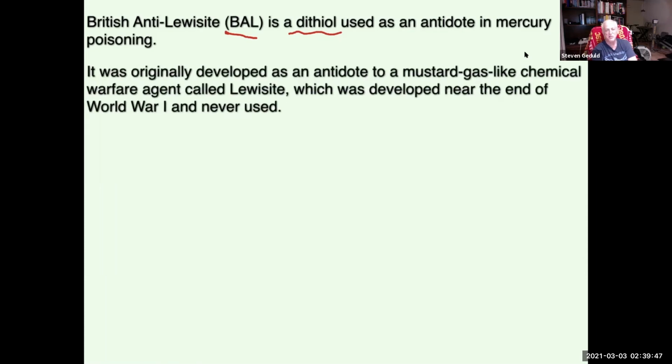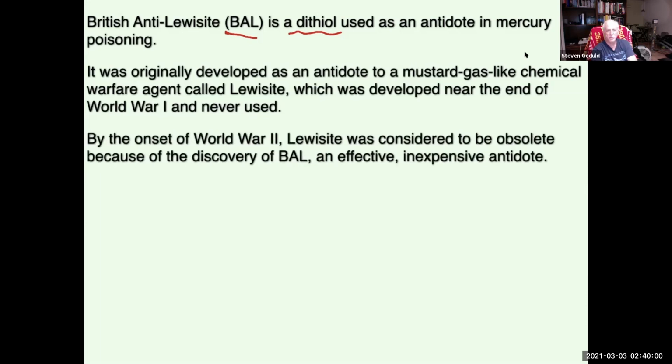It was originally developed as an antidote to mustard gas. Lewisite was a chemical warfare agent developed near the end of World War I and was never used. It was banned by the Geneva Convention. By the onset of World War II, lewisite was considered obsolete because of the discovery of BAL, an effective, inexpensive antidote. So if you used it on people, they had the antidote, so it wasn't really used much because we could combat it.